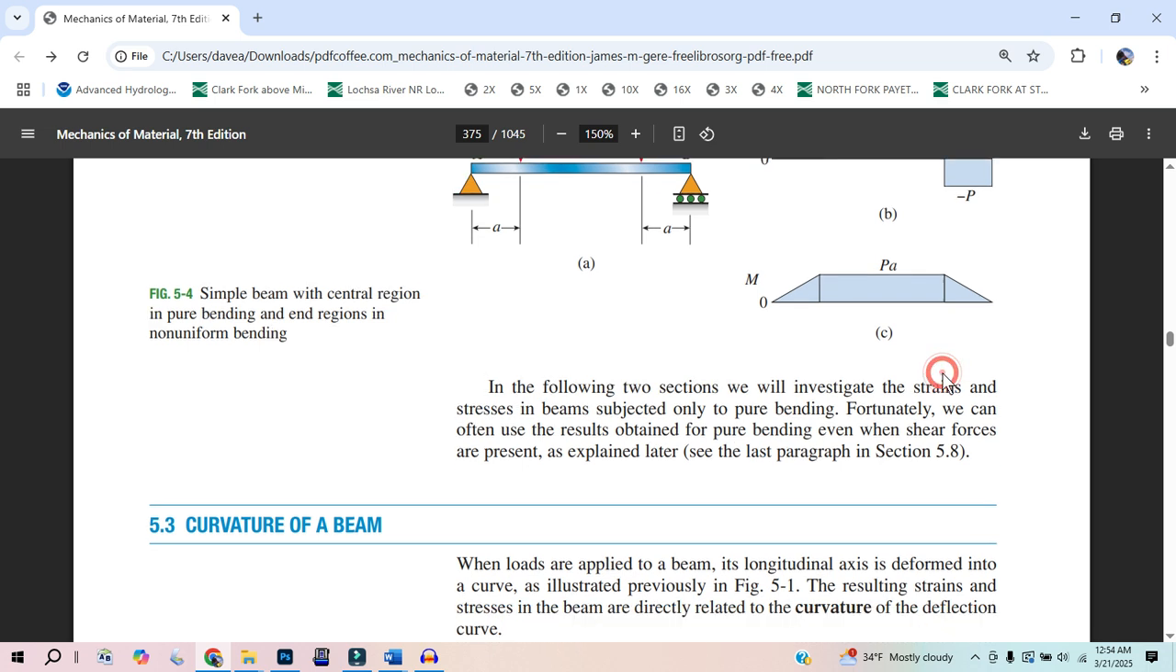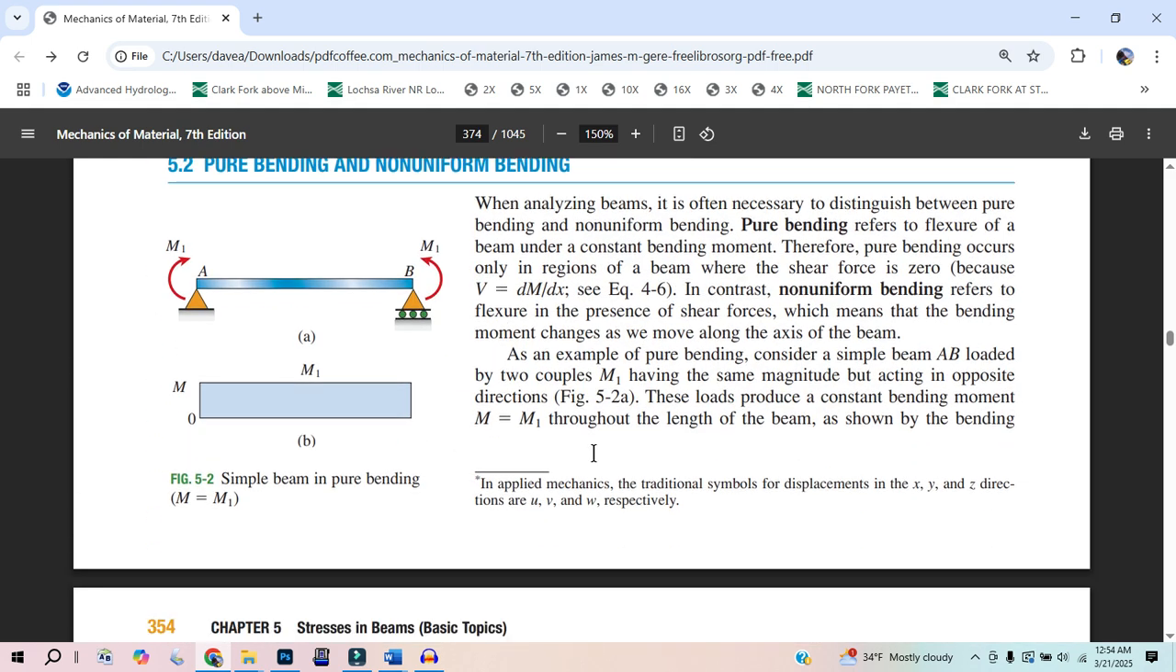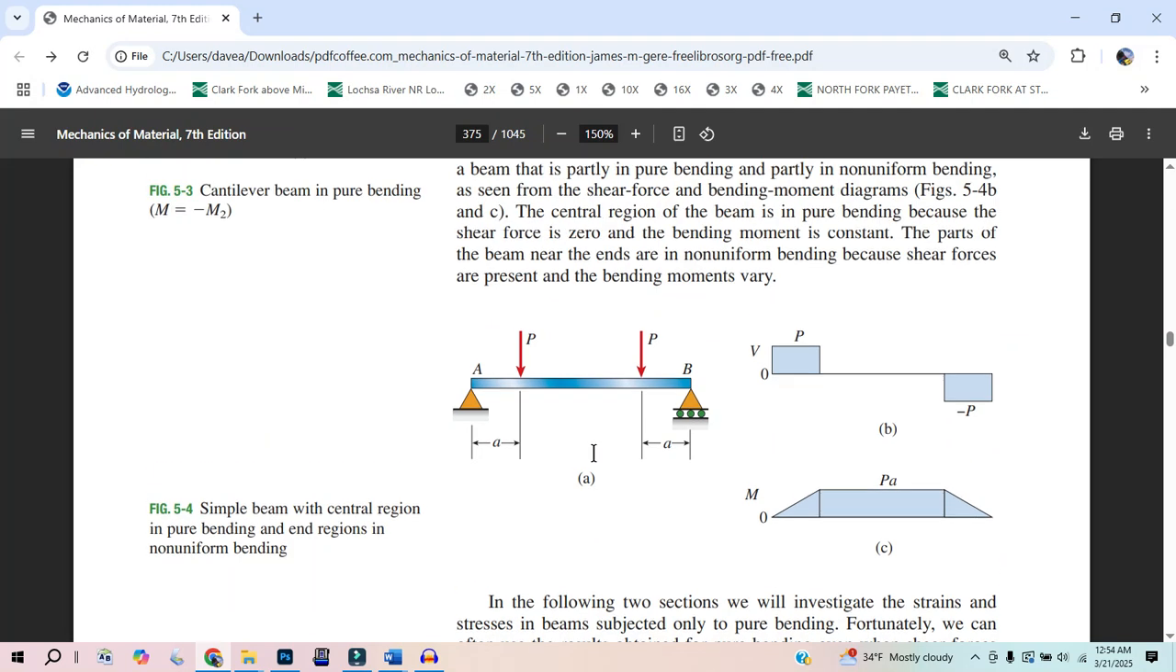But, okay, hell yeah. All right, so fortunately we can use the pure bending. You know what I mean? We don't have to worry about shear forces for these derivations. All right, hell yeah. So that was section 5.2. I'm sure there's about a bajillion sections in this. You know what I mean?